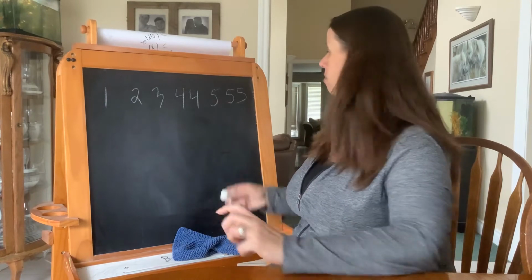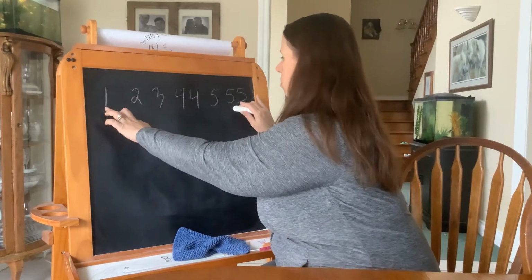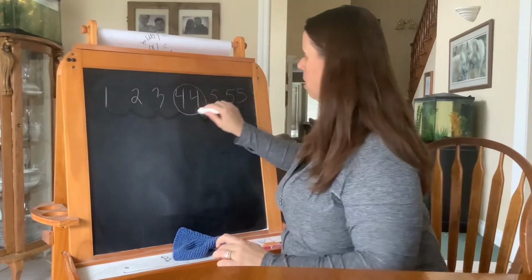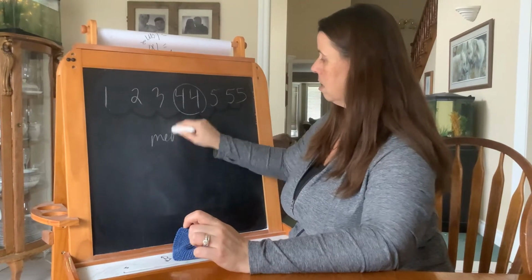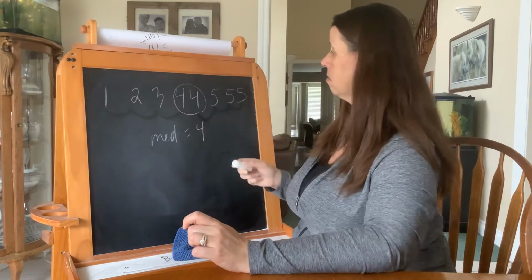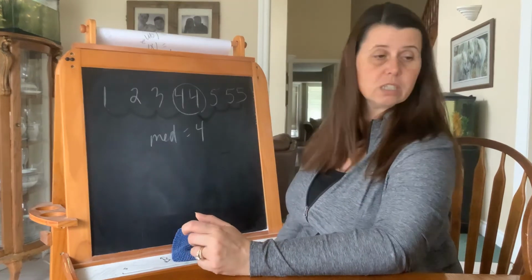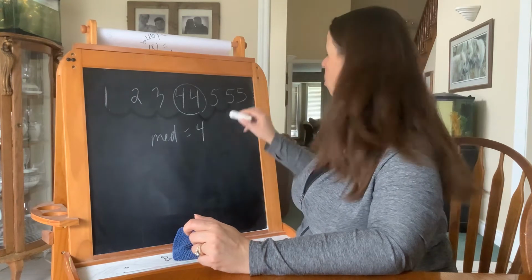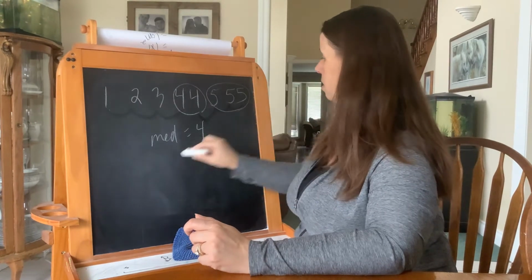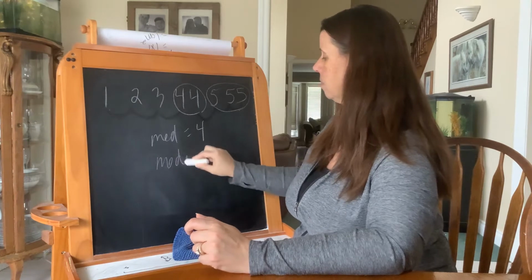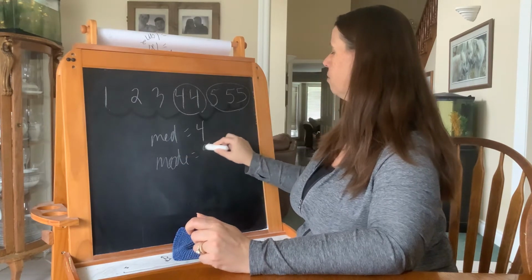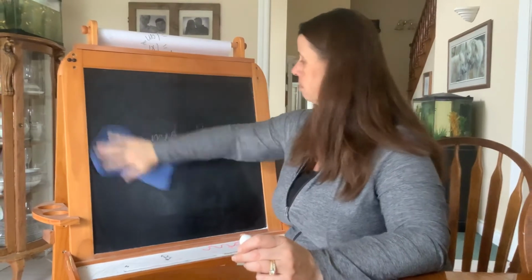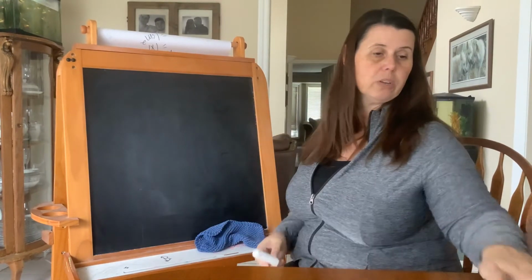The median. Okay, they're in order. Walk in, walk in, walk in. So my median is 4. Right? Halfway between 4 and 4 is still 4. And the mode, I have 3 5s. So the mode is 5. Okay? So that's one way to do it. You can come up with your own way. All right, go answer that one.